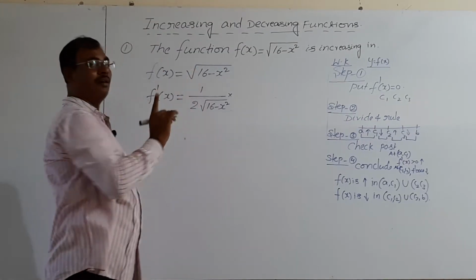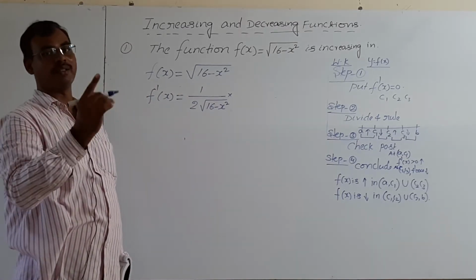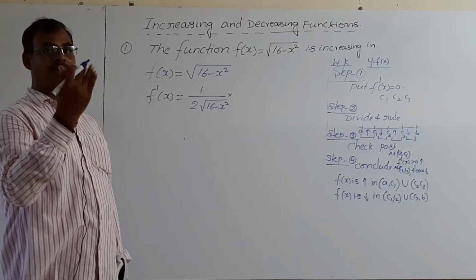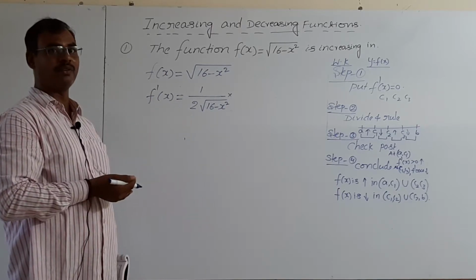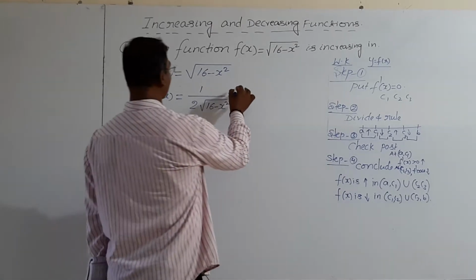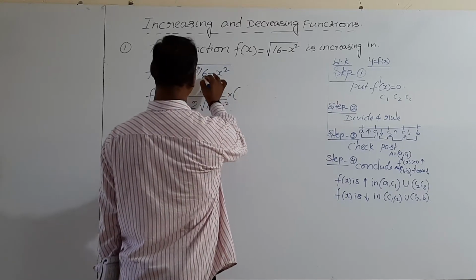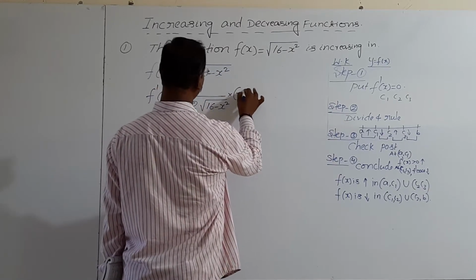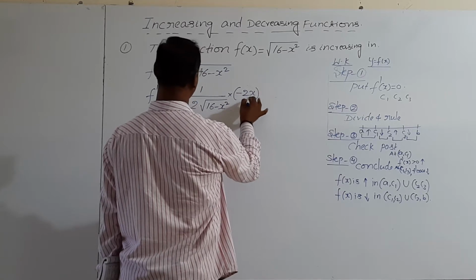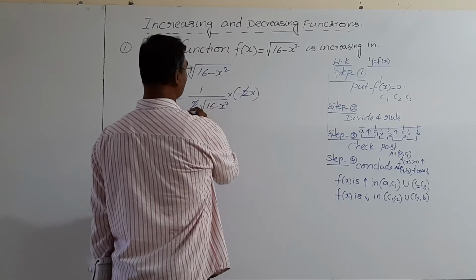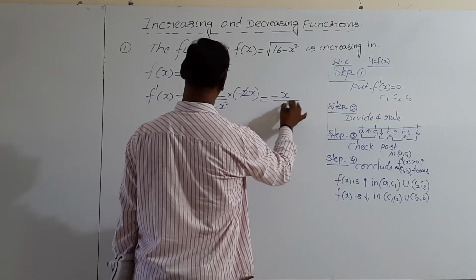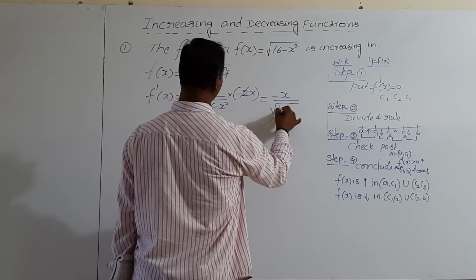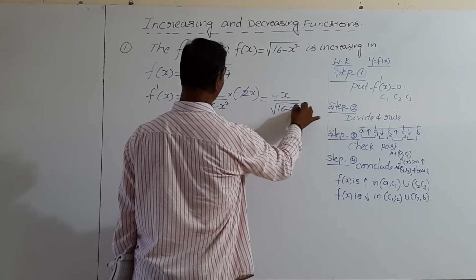It is called a function of a function. Function of a function means we again find the differentiation. We have a number of methods. So, 16 minus x square has derivative 0 minus 2x. Simplify, and we get minus x upon square root of 16 minus x square.